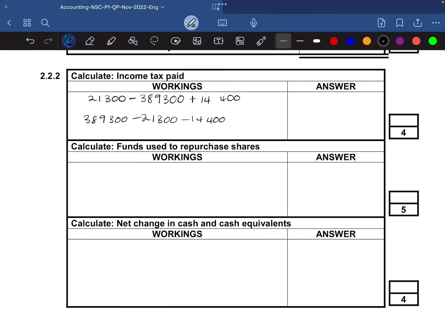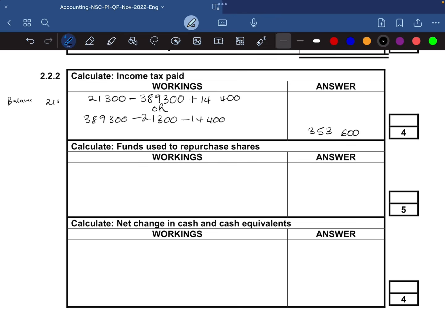But let's just quickly check what I get. So it's 21,300 minus 389,300 plus 14,400. That would be an outflow of 353,600. So I'd like to keep this in brackets to show that it's an outflow, but of course it says tax paid, so I don't really need to show the brackets. Now there are quite different ways of working this out. Another way that I'd like to show you is this one. So let's say balance at start.